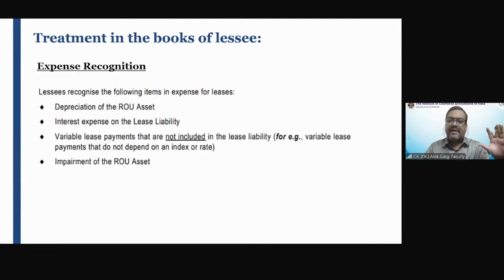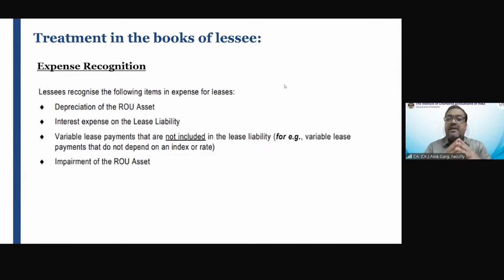As initial measurement and subsequent measurement, we have also discussed that you are free from doing all these complex calculations in two circumstances. Circumstance number one, low value assets, and circumstance number two, short-term leases. If the lease is up to 12 months, you can leave this complex kind of accounting and you can just carry out rent account debit to bank account, or rent account debit to lessor account, lessor to bank account.